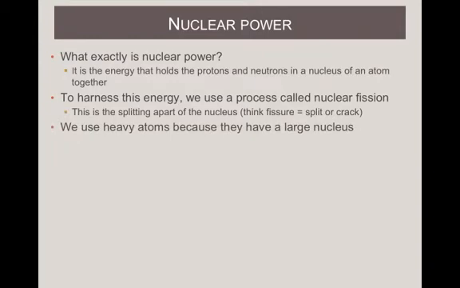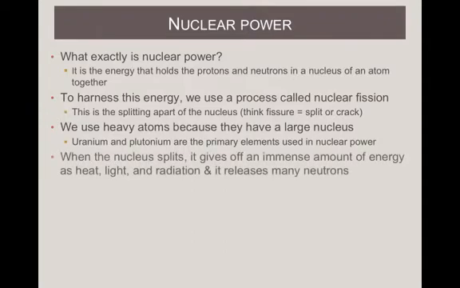Now, the heavier the atom is, the more protons and neutrons there are in it, and that means the more power there is. So we tend to use really heavy atoms like uranium and plutonium as our primary elements in nuclear power because they have really high atomic numbers, which means they have a lot of protons and neutrons, a really big nucleus, which means there's a lot of power in there that we can access and harness.